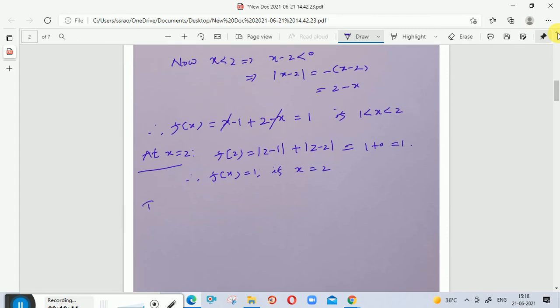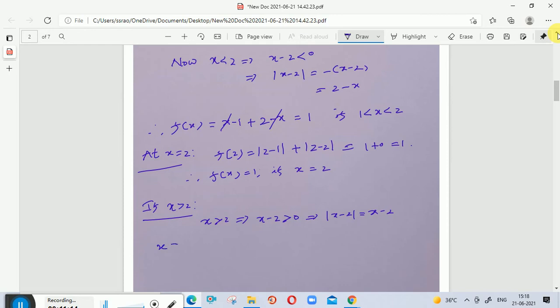If x greater than 2, okay, x greater than 2 implies x minus 2 is greater than 0. That implies modulus of x minus 2 is equal to x minus 2.